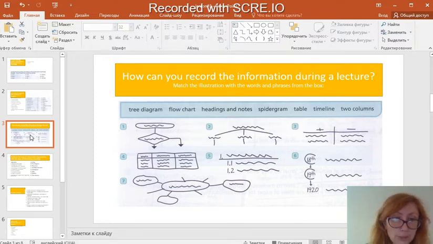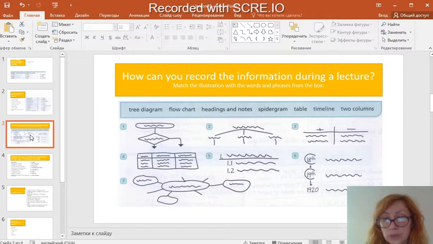They suggest you look at different pictures and read the names of these pictures. That would be good if you take some time, put this video on pause and think about it. So, matching the illustration with the words and phrases from the box. The possible answers would be like the following. Here we have in the box the first phrase, tree diagram.